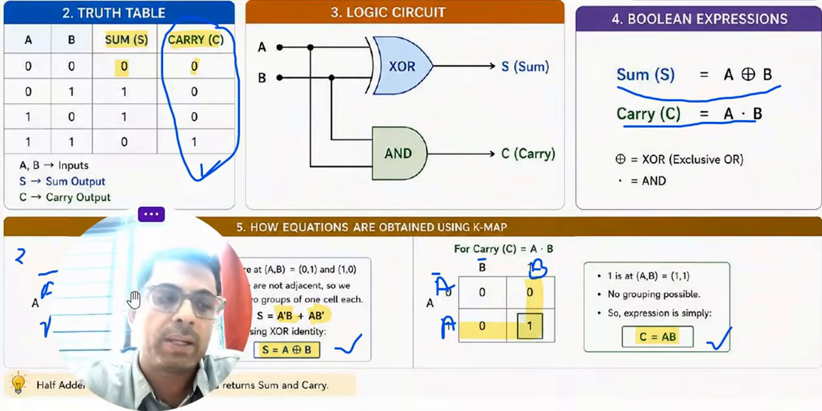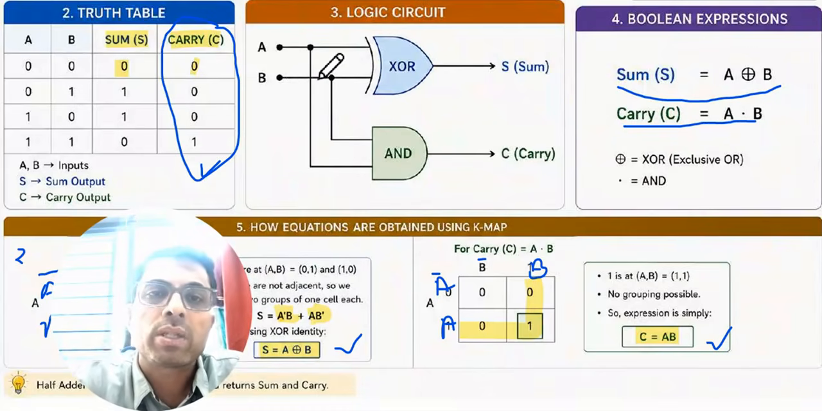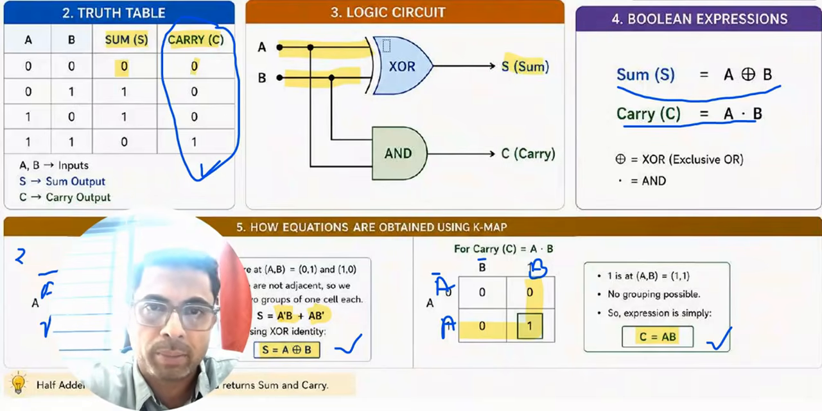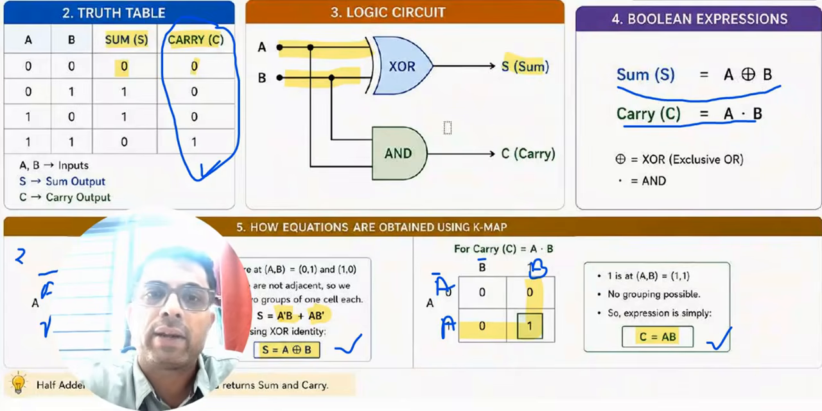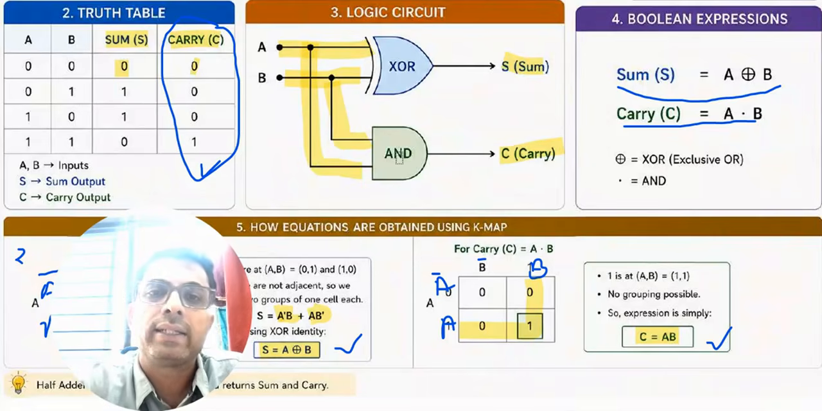And the final step is to draw the diagram, right? So sum ke liye mere paas do inputs hain. So these are my two lines, that is A and this is B. And what will be the sum ka equation? A XOR B. Toh maine yahan pe XOR gate nikala. And for carry, A into B, so same inputs lekar maine AND gate yahan pe diya. And this is the entire design of half adder.